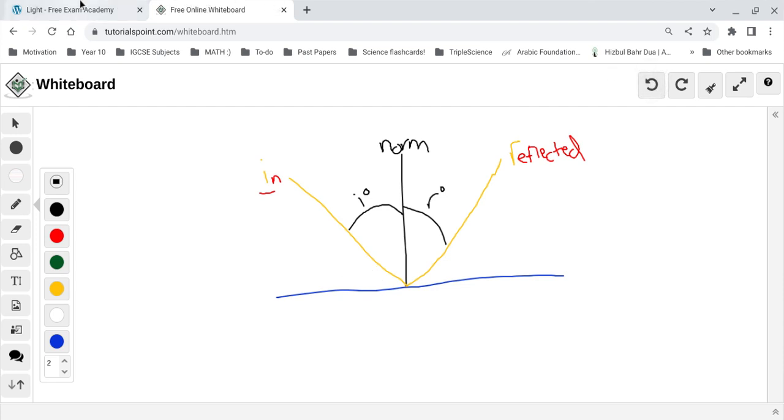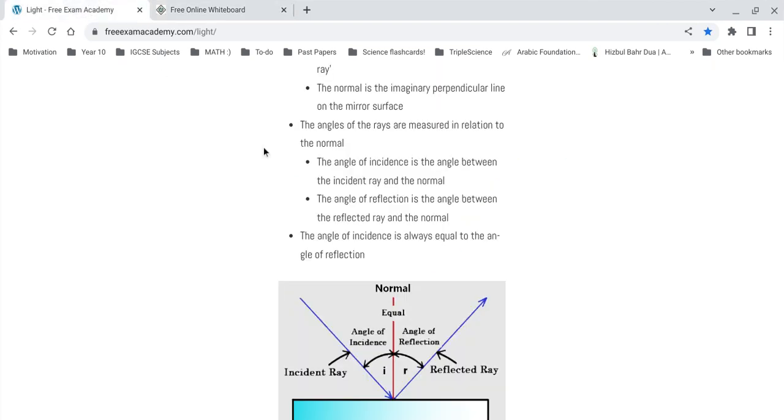Both of the angles that we're going to be using are in relation to the normal, so the normal is really important to have. Remember, it's perpendicular, so if you're drawing, just remember it's perpendicular to the surface. So here we have the incident ray, here we have the reflected ray, we have the angle of incidence, angle of reflection, and you should know that they're always equal to each other. The angle of incidence is always equal to the angle of reflection, as you can see over here. I didn't draw it very well, but you get the point, right?